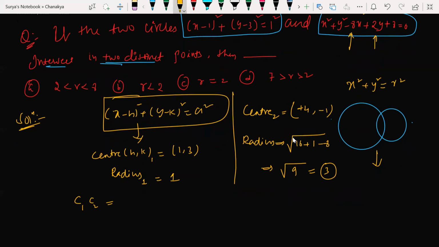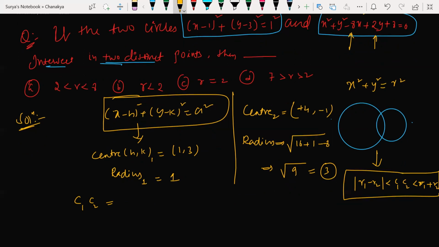Condition, what was the condition? Don't you remember this? This was the condition, am I correct? R1 minus R2 is lesser than C1, C2 is lesser than R1 plus R2. Check once again. Guys, this is the condition I have given to you. R1 minus R2 is lesser than C1, C2 is lesser than R1 plus R2.